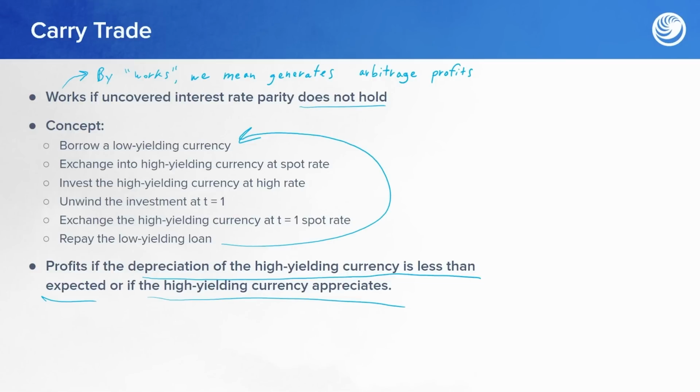This strategy has tended to be profitable more often than not, but if adverse rate movements happen, then it can be extremely unprofitable. So the risk is really that there's an adverse movement in the exchange rates, where perhaps the high yielding currency depreciates even more than had been expected initially. Then you would really lose on the carry trade.